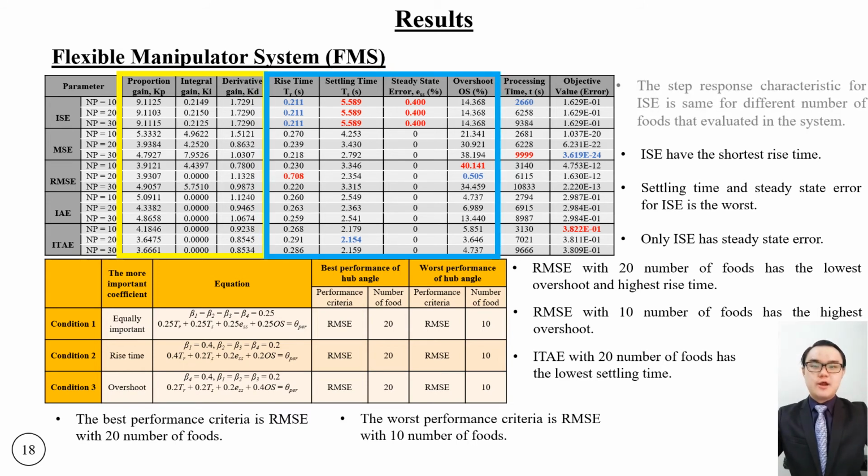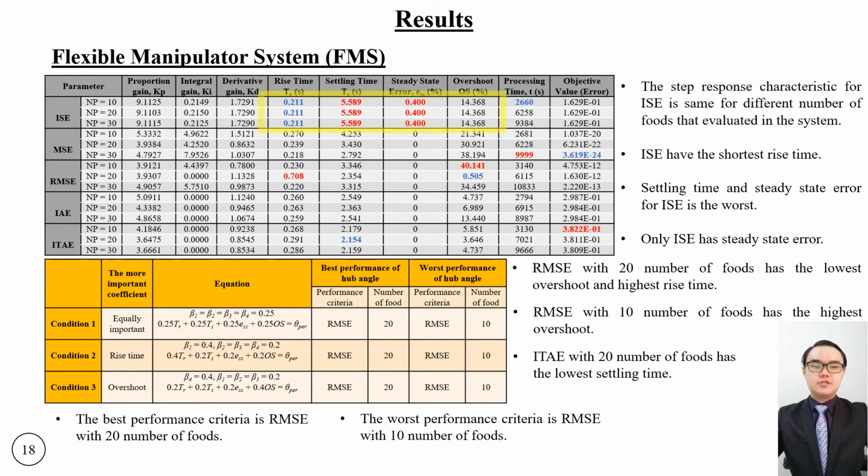The step response characteristic for ISE is the same for different number of foot evaluated in the system. This means the ABC algorithm converges to the same optimal solution that generates the same result in optimized PID controller parameters and step response characteristic.